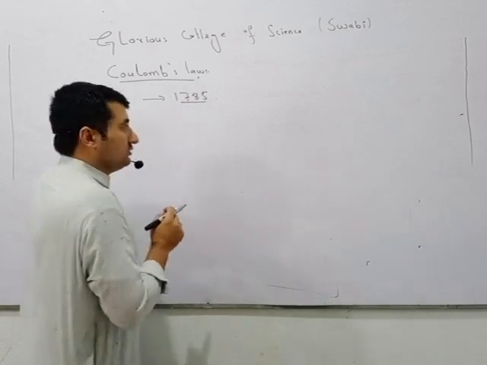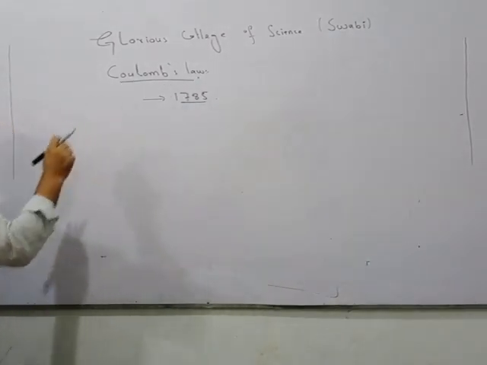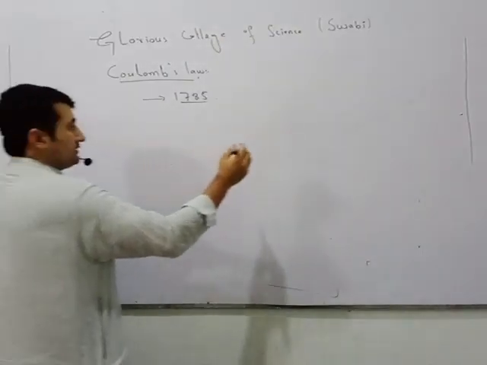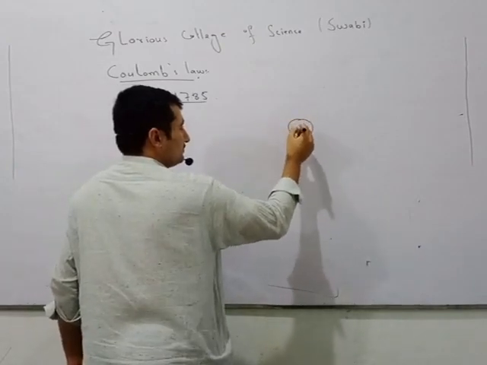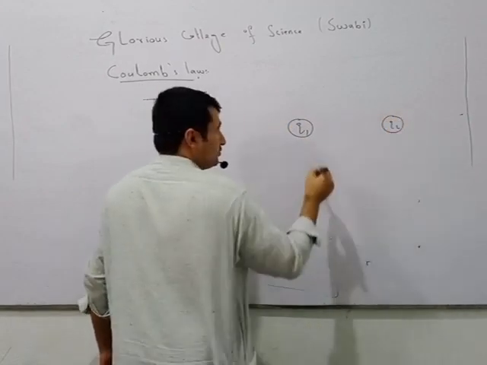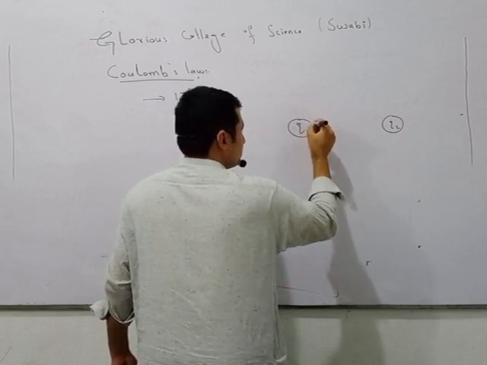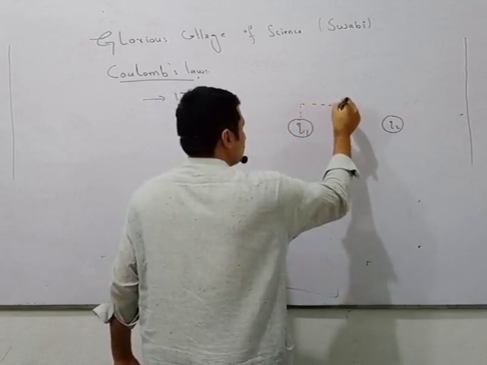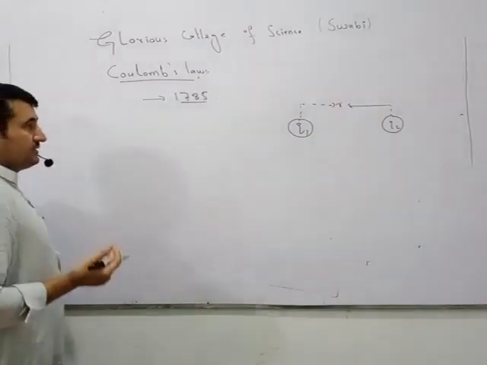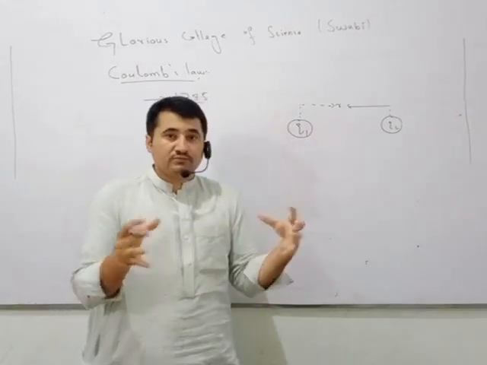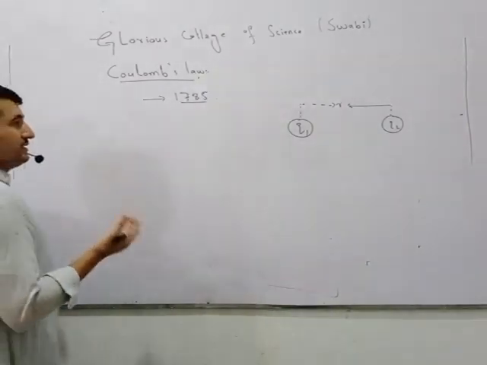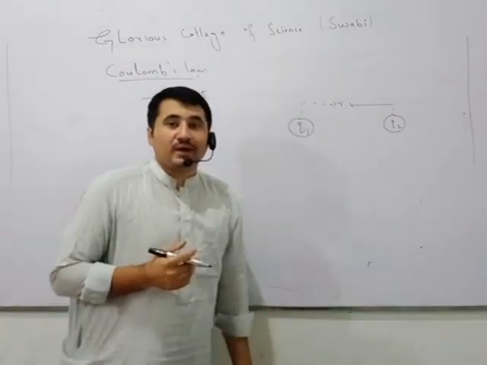For the statement of Coulomb's law, for time saving you can also see it from the book, but what was the statement? For example, you have two charges, one is Q1 and the other is Q2. Let the distance between the two charges be R. If it is the same charges, the force is repulsive; if opposite charges, the force is attractive.